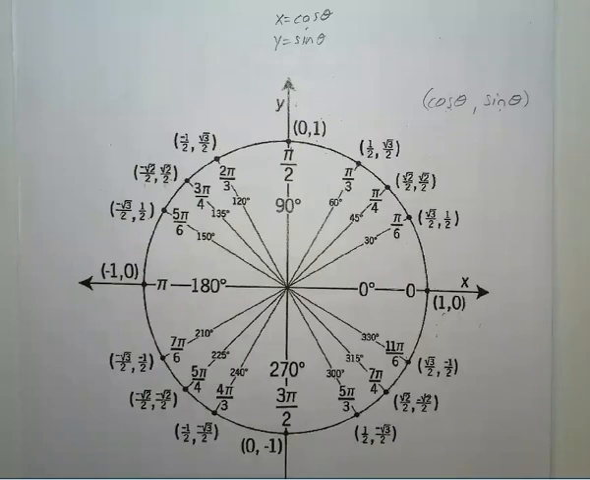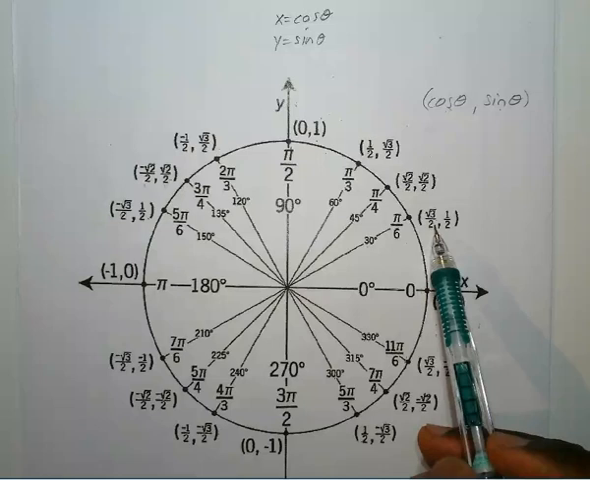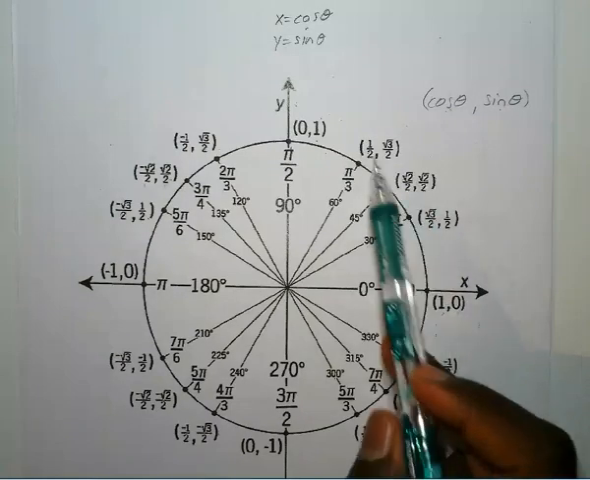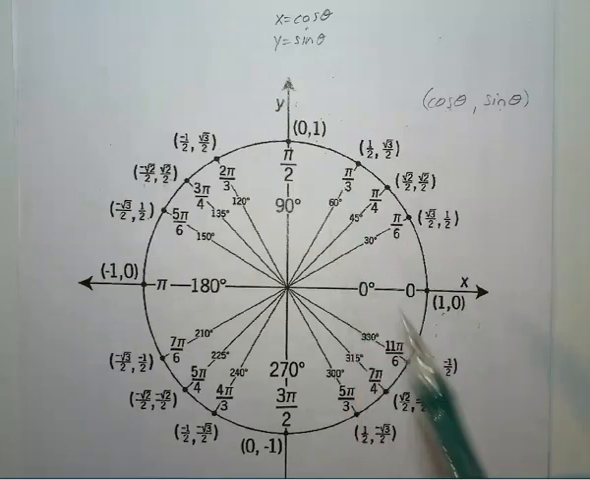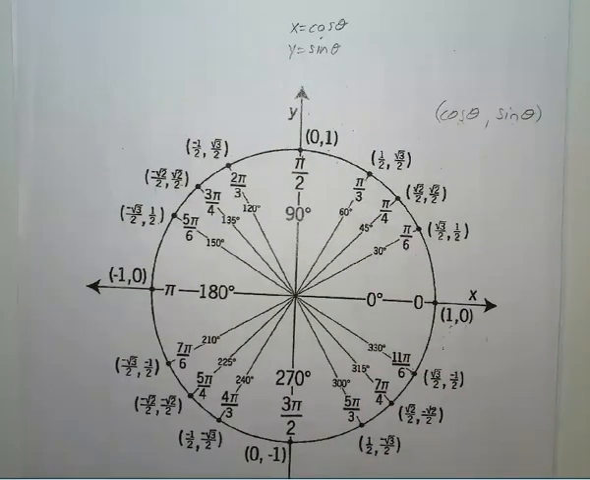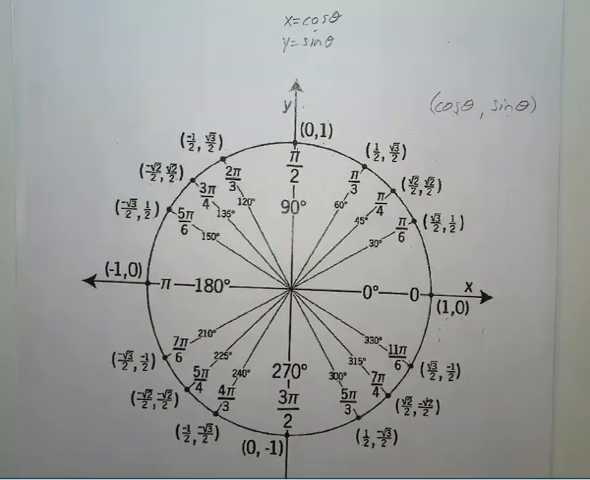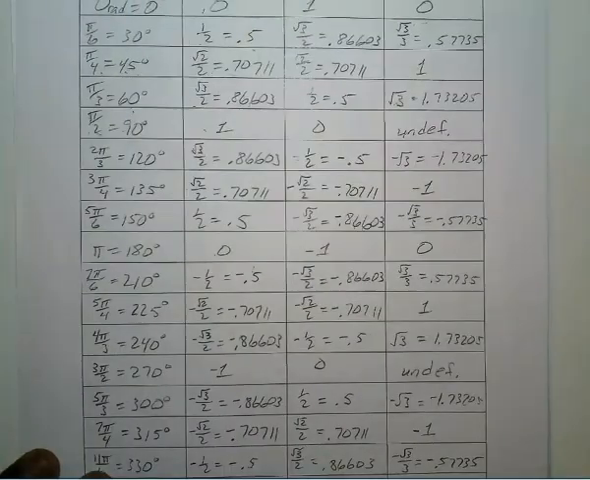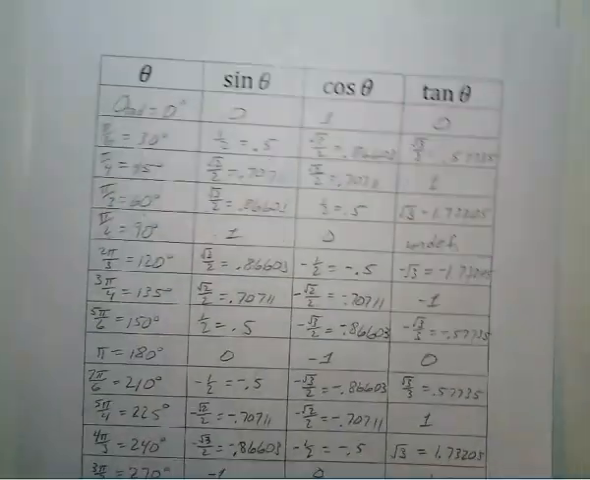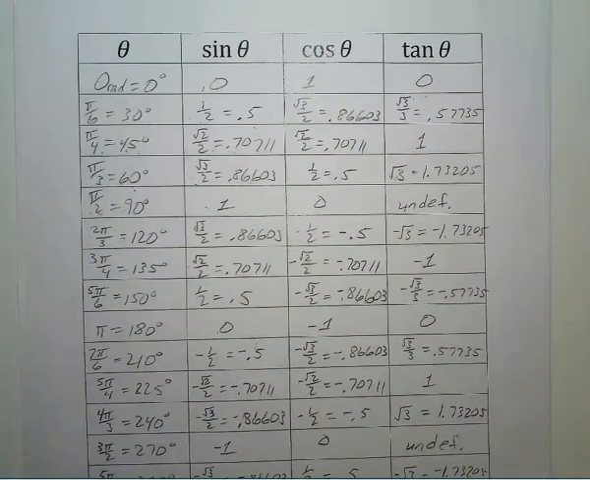So what we're going to do here is take all of these values of pi over 6, pi over 4, pi over 3, or 30 degrees, 45 degrees, 60 degrees, and create graphs along the xy axis, not a unit circle. On this next page, you don't have to worry about memorizing these. This is just showing you the values.